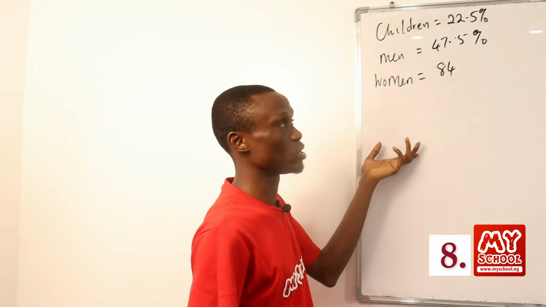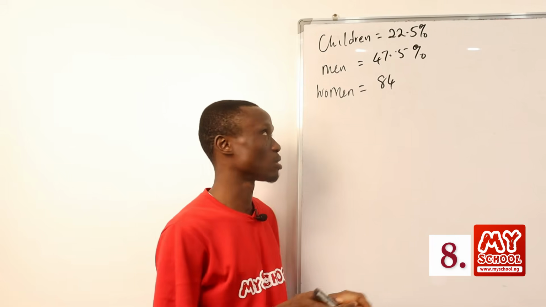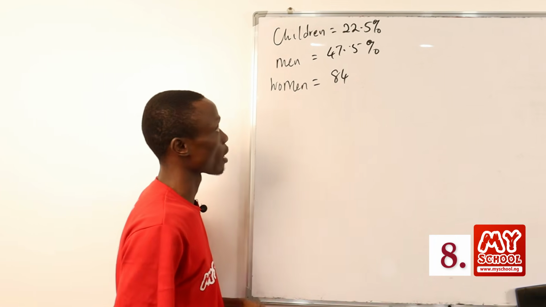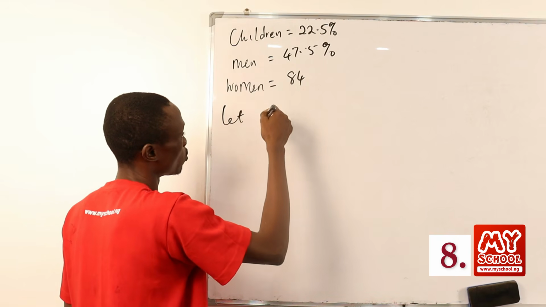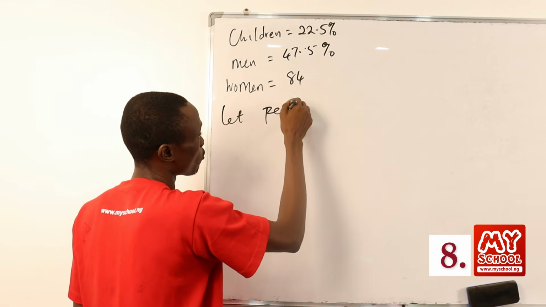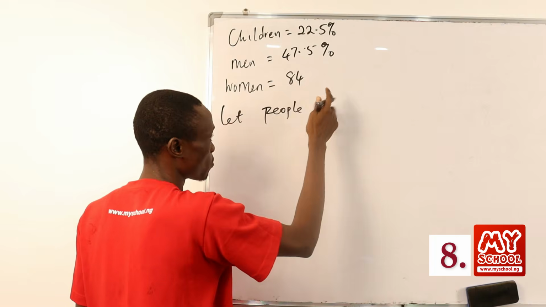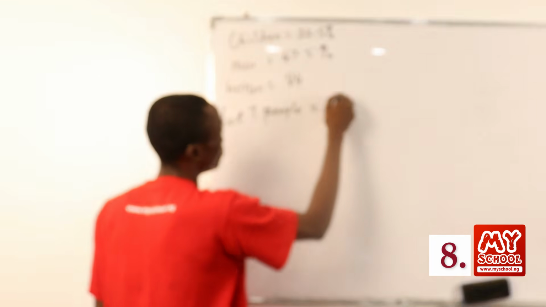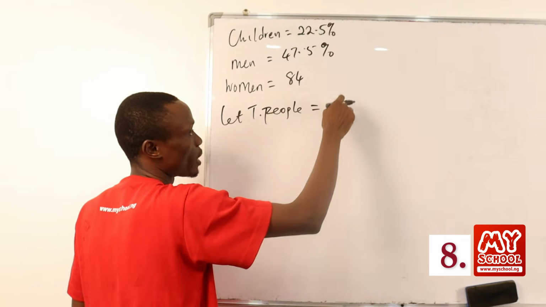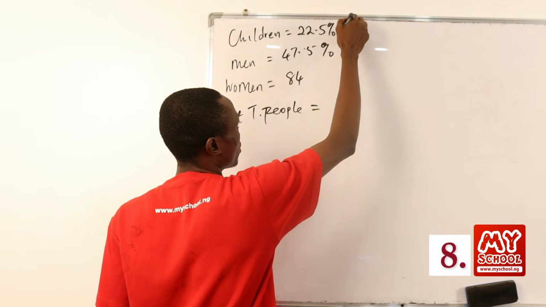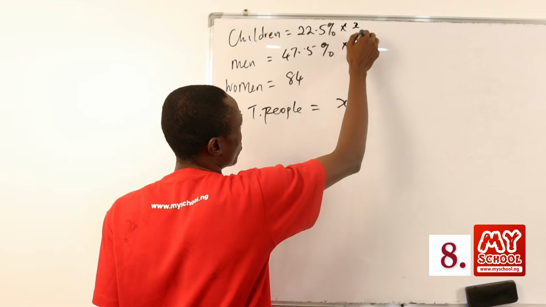Of course, there are different ways in which you can approach this question, but this is how I'm going to approach it. So basically, I'm going to say let the total number of people be x, right? So they said 22 1 over 2% of x is children. So here we just say times x. Here we also do times x.